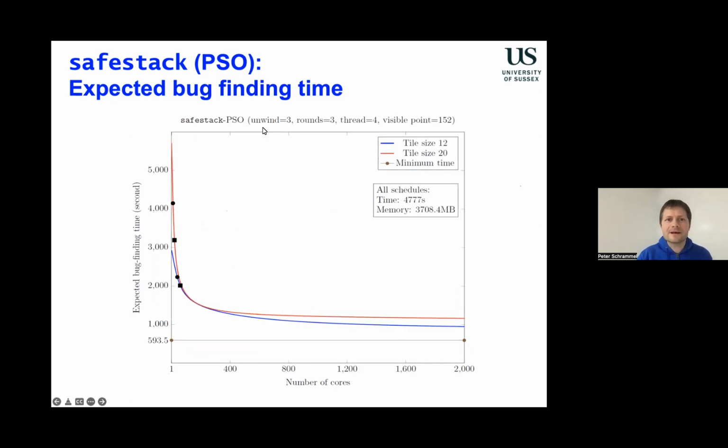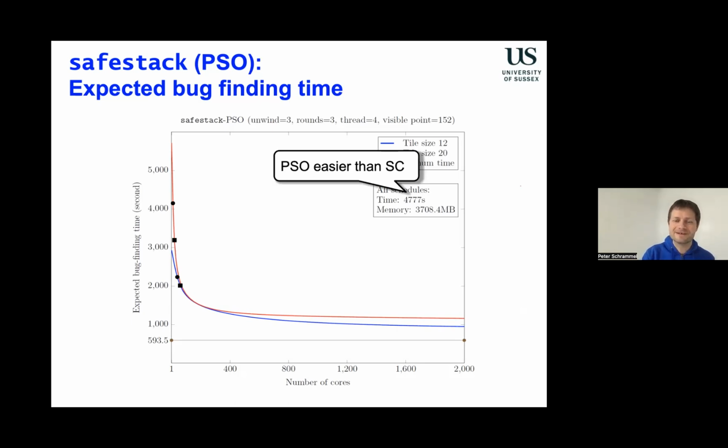Yeah, so we also looked at PSO and TSO, and the interesting thing, or maybe unsurprising, is that it becomes easier because there are more behaviors. So the fraction, the probability of finding a bug in an instance is higher. So PSO is actually, in that sense, easier than sequential consistency.